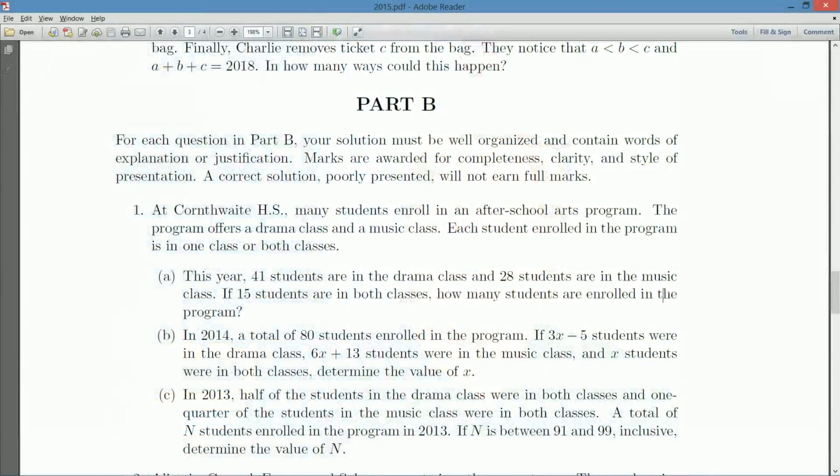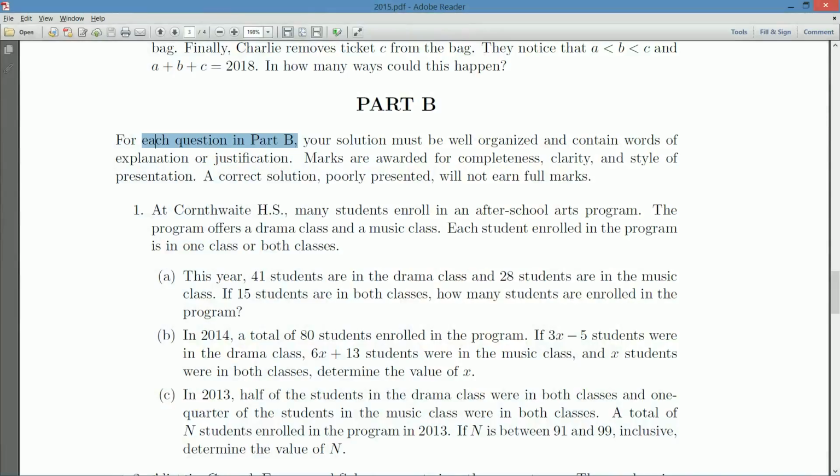Root Beer here, ready to start Part B of the 2015 Canadian Intermediate Math Competition. Okay, so let's dive in. We got question number 1, and that's what we're going to cover in this video. I can already see it's got 3 parts, but let's take a moment just to read the little preamble before Part B. Part B is the written solution part.